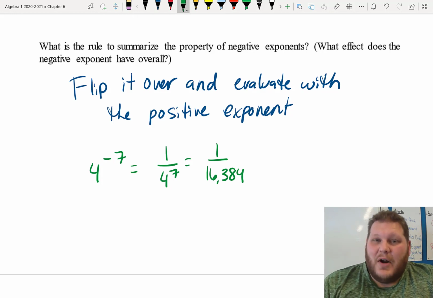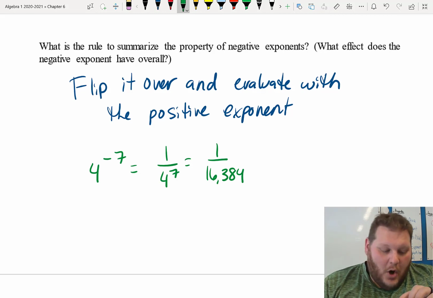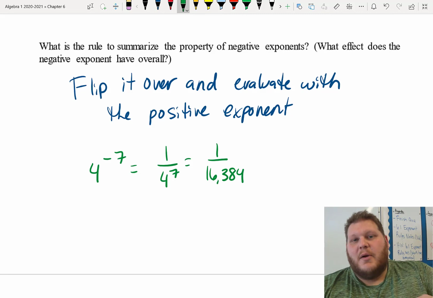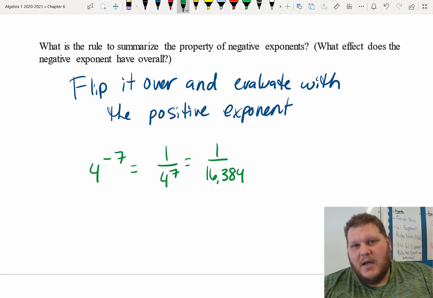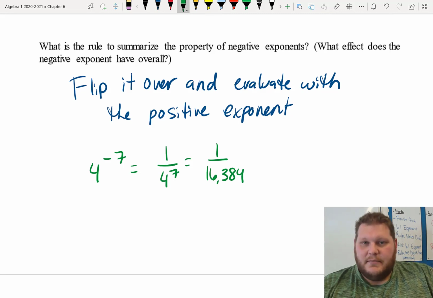Again, like we talked about on Friday, the important thing here is only the thing that has a negative exponent on it gets flipped over. If I had multiple different bases, only the thing that has a negative exponent on it gets flipped over. And only the sign of the exponent changes. My base stays the same. My number for the exponent stays the same. It's just that now, once I have flipped it, my exponent becomes positive.